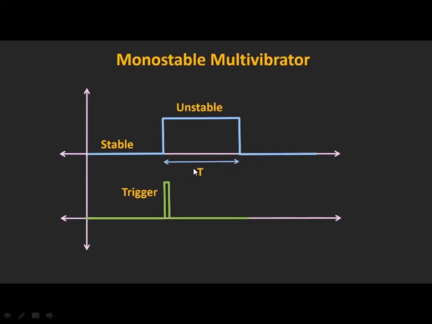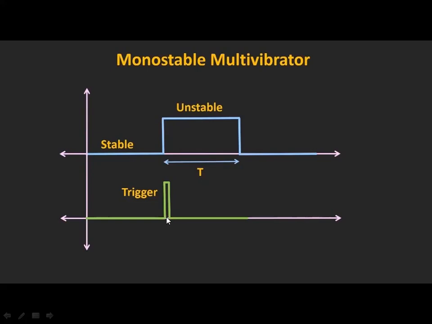You see here in this figure, we can observe the time period is T. For time period T only, the unstable state exists, what we have discussed here. As we have discussed, the multivibrator has two states, one a stable state and another an unstable state. In this monostable multivibrator, there is a single stable state and another unstable state. This unstable state remains for a certain time period only.